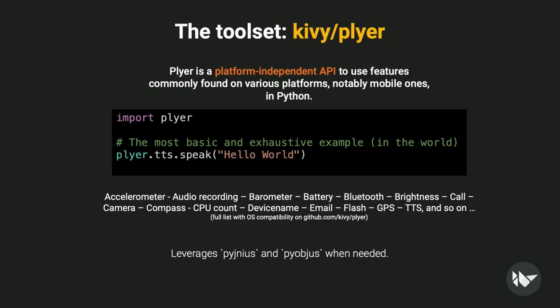And then we have Plyer. Plyer is a platform-independent API that uses features commonly found on various platforms, not only mobile ones, in Python. So what we are doing here in Plyer is just import plyer, and then plyer.tts, which is text-to-speech, .speak hello world. If I run the script on my Mac, it actually says hello world in a loud voice, with no setup and no dependencies needed. And like text-to-speech, we have access to accelerometer, audio recorder, barometer, and so on. Obviously, it leverages Pyjnius and PyObjus when needed, but we've done the work for you. So this is the Pythonic alternative to access platform-specific features.